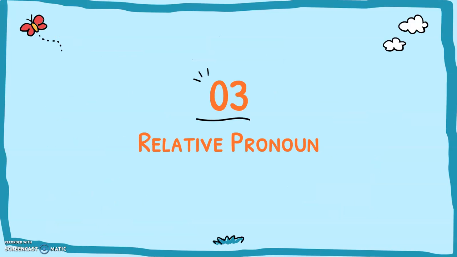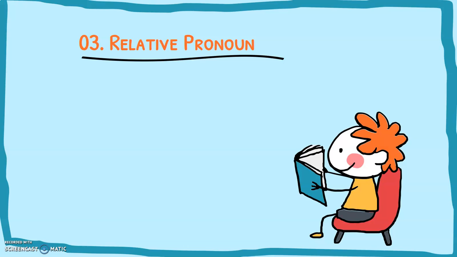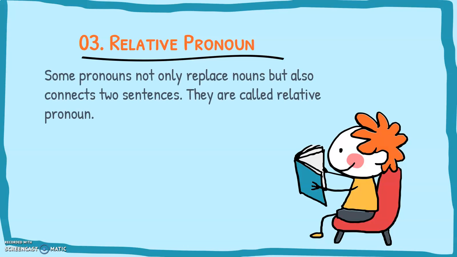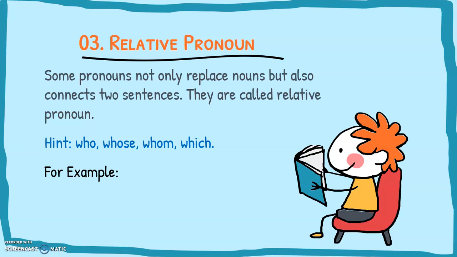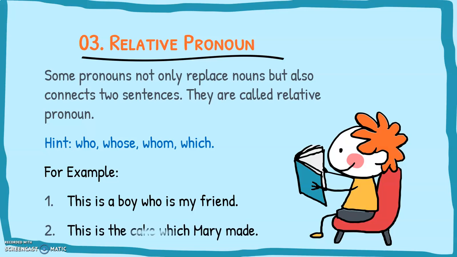Let's see the next type, that is relative pronoun. What is a relative pronoun? Some pronouns not only replace nouns but also connect two sentences. They are called relative pronouns. Let's see the hint words. Hint words are who, whose, whom, and which. Now, for example, first one is this is a boy who is my friend. And next, this is the cake which Mary made.